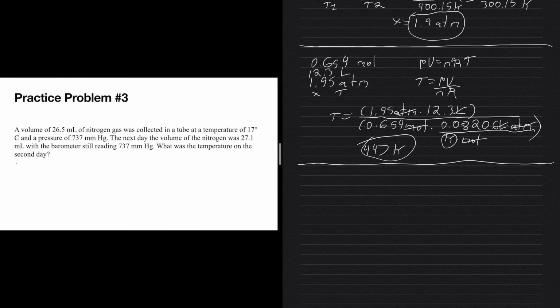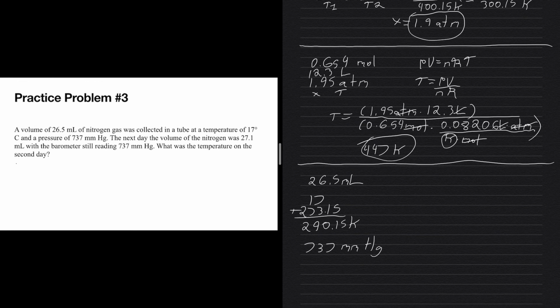Okay, so now that I've given you all a second to think, let's write down what we know. So we know this is going to be before and after. So the before we know is 26.5 milliliters. And we know 17 degrees Celsius. We know we have to convert that. So 17 plus 273.15 to get that Celsius into Kelvin. And we know it's going to be 290.15 Kelvin. And then we know the pressure, 737 mmHg.